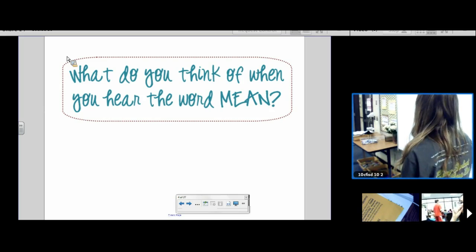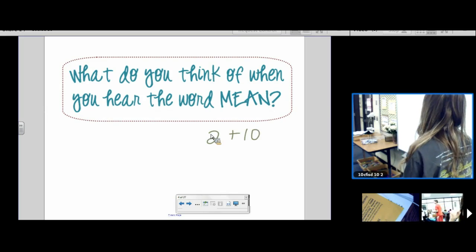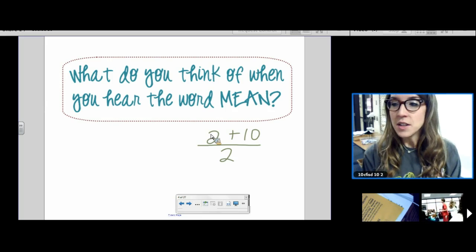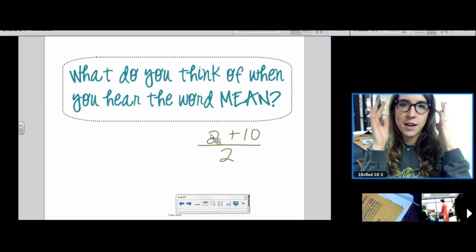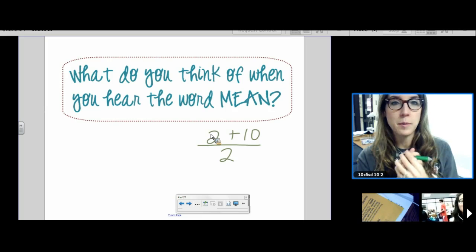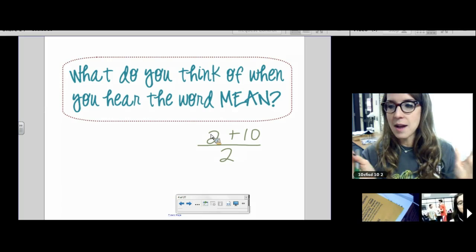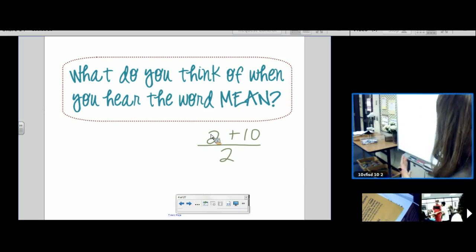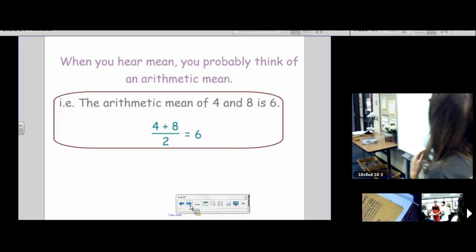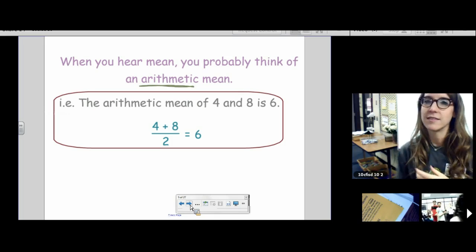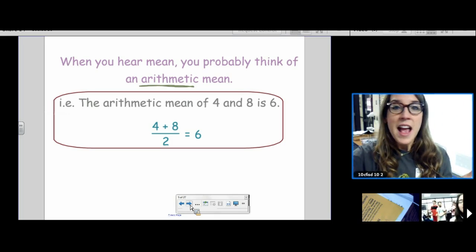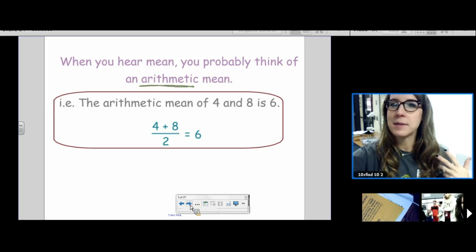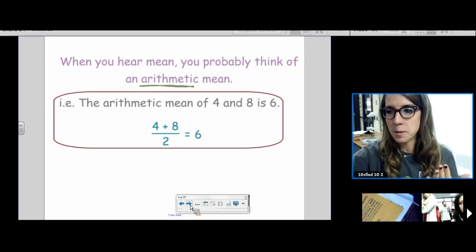So you would probably tell me to add the numbers and divide by 2, I'm guessing, is what you would immediately go to, right? In your mind, in your schema, your prior knowledge, that is what you think of when you hear mean. You think average, you think add them up and divide by 2. But when you think of mean, you're actually thinking of an arithmetic mean. You probably didn't know that there were more means out there in the world. You probably thought arithmetic was the only type of mean there was. But that's what we're learning about today.